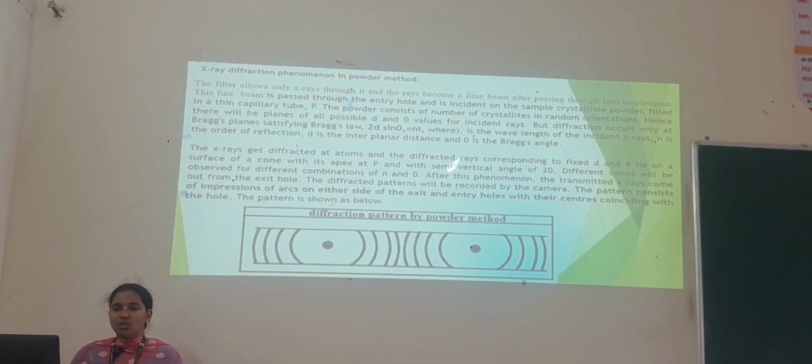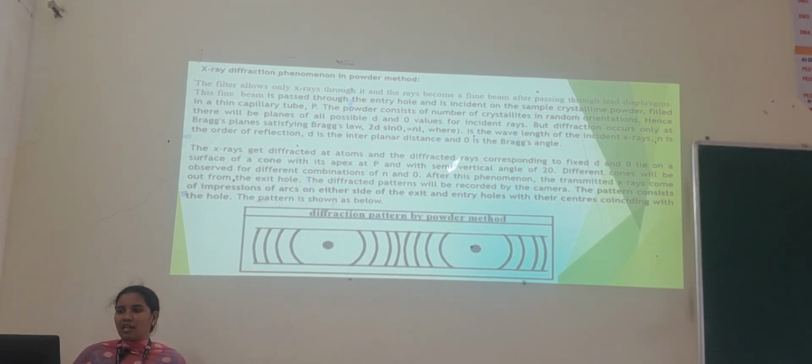n lambda equals 2d sin theta. Lambda is the wavelength of the incident X-rays, n is the order of reflection, d is the interplanar spacing, and theta is the Bragg's angle. Now the X-rays diffracted at atoms, the diffracted rays corresponding to fixed d and theta, lie on the surface of a cone with its apex at P, with semi-vertical angle 2 theta. Different cones will be observed at different combinations. So these are the different diffraction patterns observed by the powder method.